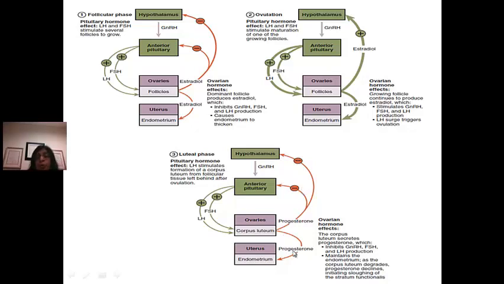Both progesterone and estrogen trigger the uterus to make it become very secretory, meaning more glands, more blood vessels, very rich in the secretion from stratum functionalis.